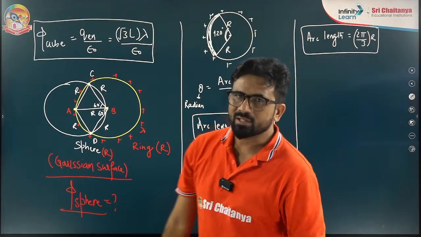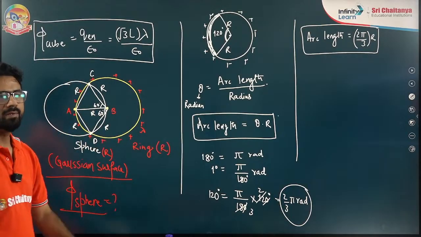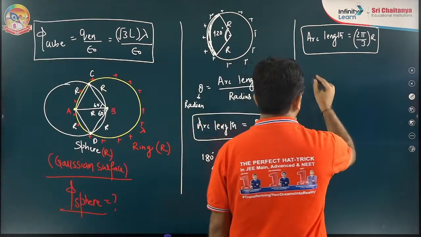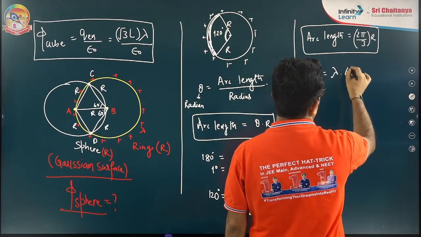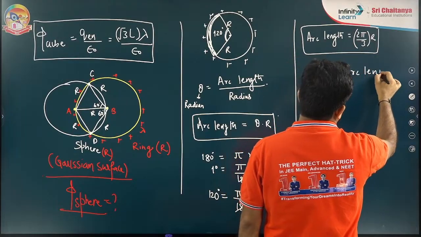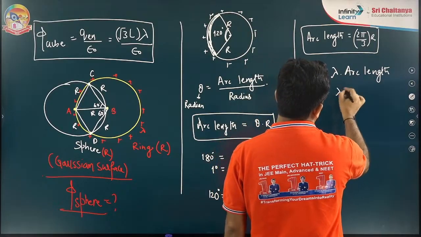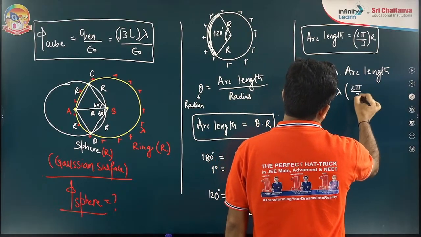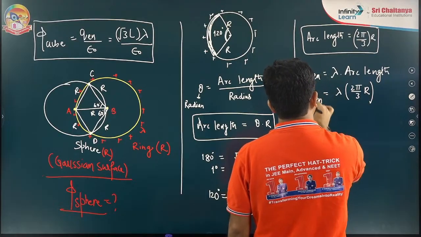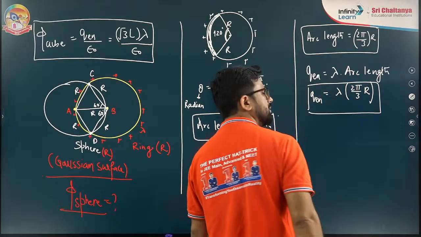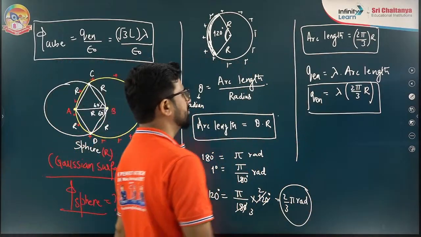If you know the length, just multiply by the linear charge density. What is linear charge density? Lambda. Just multiply. So Q enclosed is equal to lambda into arc length. What is the arc length? You know, 2 pi by 3 into r. So lambda into 2 pi by 3 into r. That is the very basic thing. This is the Q enclosed. If you understand this Q enclosed, now nothing to solve. Directly you can say what is the flux through the sphere.